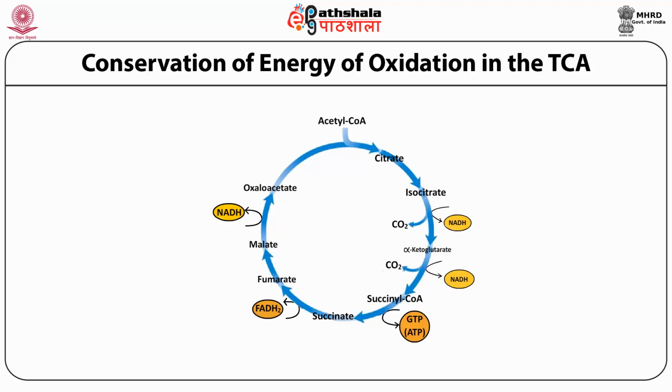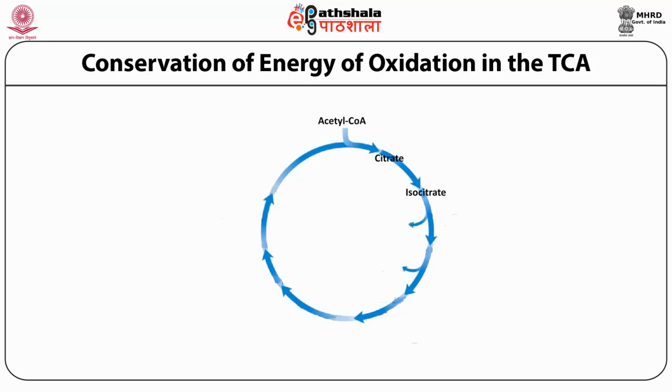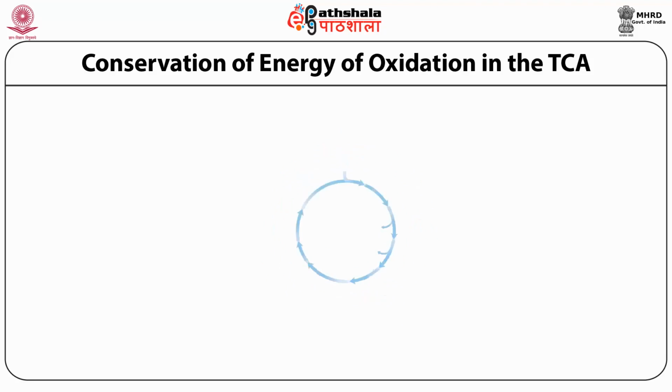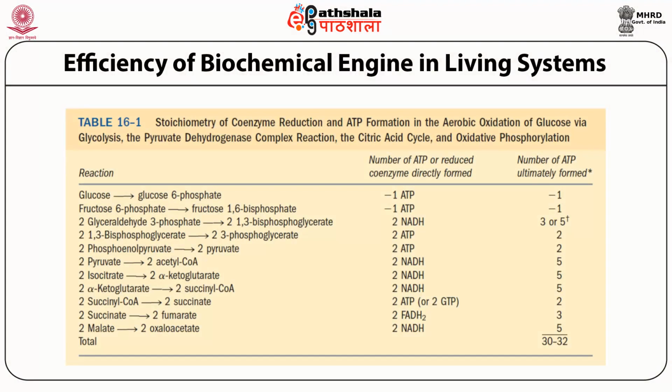The energy released due to this oxidation is conserved in the reduction of 3 molecules of NAD+, 1 molecule of FAD, and synthesis of 1 GTP molecule, which is converted to ATP. You can see these different events in this figure. The oxidation of 1 glucose yields 2840 kilojoules per mole of energy.